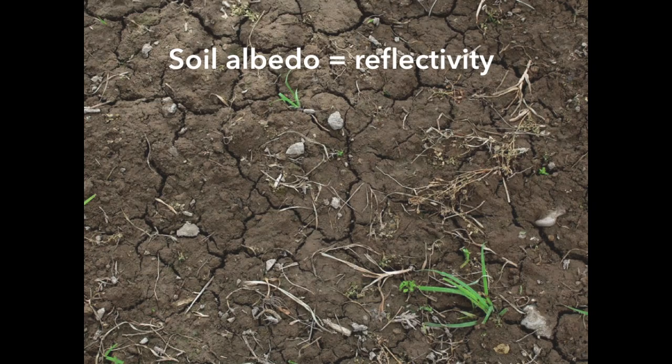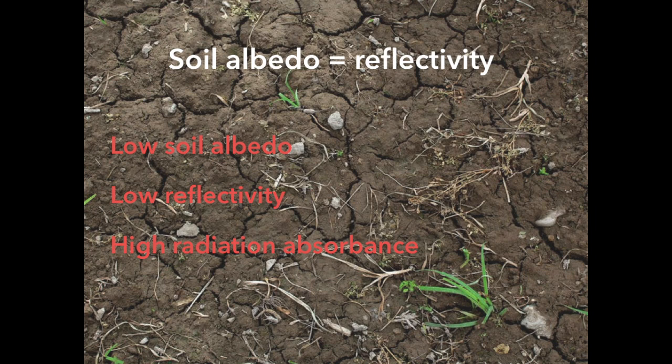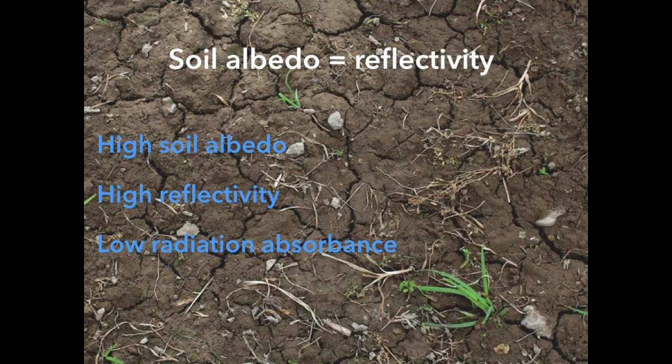Soil albedo is basically the reflectance of the soil. So for example, an albedo value of 0 would mean 0 reflectance. In other words, the surface would absorb all of the light that reaches it. On the other hand, the higher the value of albedo, the more radiation is reflected from the surface.